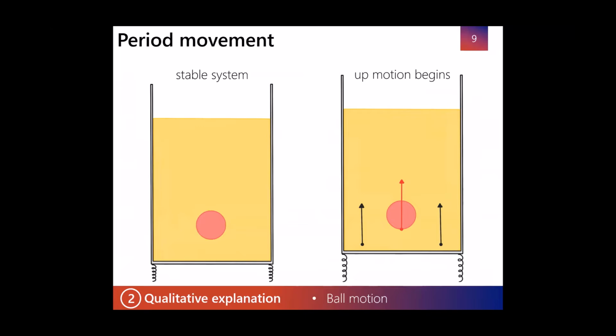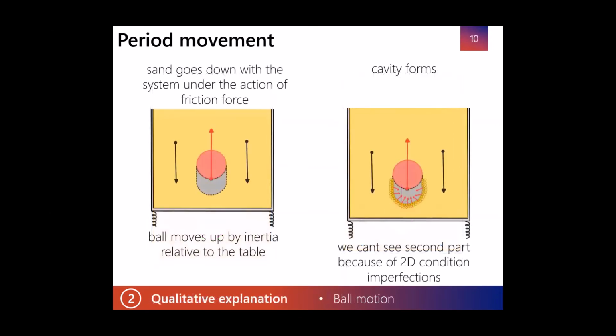Okay, thanks. So firstly, we need a stable system, and then the vibration surface moves up. The sand and the ball start to move up too. Then the sand goes down with the vibration system under the action of the friction force, but the ball moves up by inertia relative to the table. After that, a cavity under the ball forms, and then the ball falls.